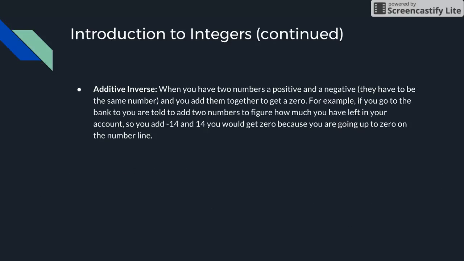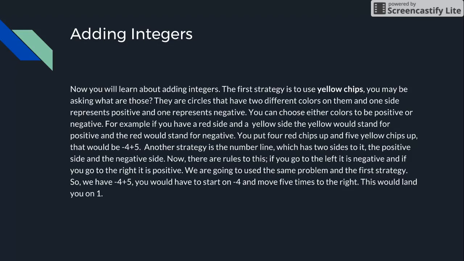Additive inverse. When you have two numbers, a positive and negative, they have to be the same number when you add them together to get a zero. For example, if you go to the bank and you are told to add two numbers to figure how much you have left in your account, you add negative 14 and 14, you would get 0 because you're going up 0 on the number line.